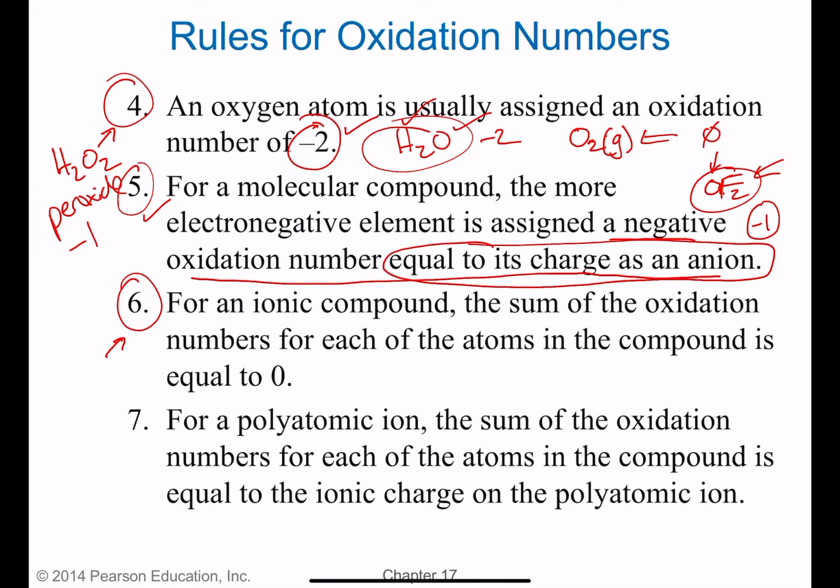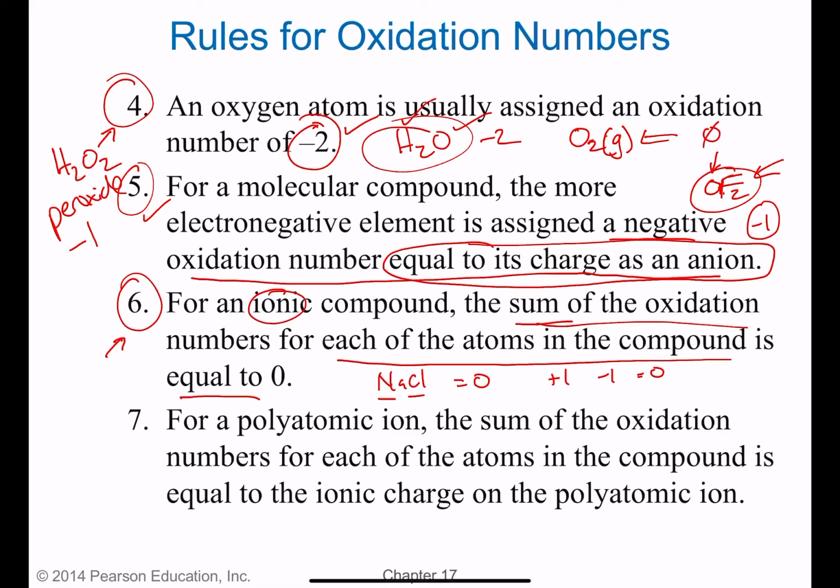For rule number 6, for a compound, and this can be for ionic or neutral, the sum of the oxidation numbers for each of the atoms has to sum up to 0. So if you have, for example, sodium chloride again, they're saying that the sum of the oxidation numbers for sodium and chloride have to add up to 0. So whatever sodium is, which it happens to be +1, and whatever chlorine is, which it happens to be -1, that has to add up to 0, and it does. 1 minus 1 is 0. We can use rule number 6, even though it says ionic, this still applies to covalent molecular compounds.